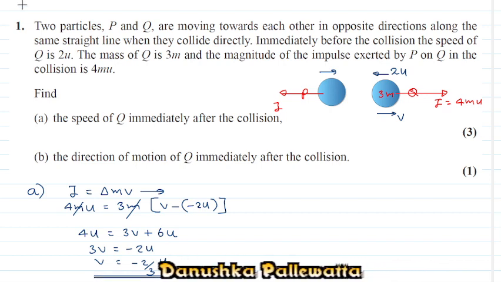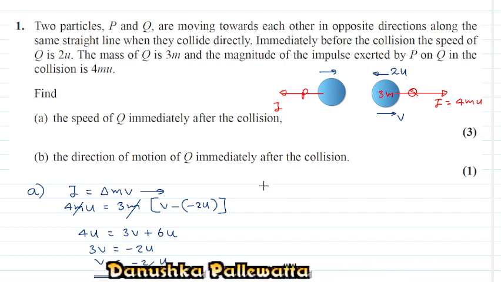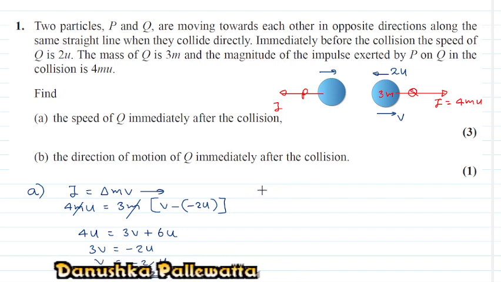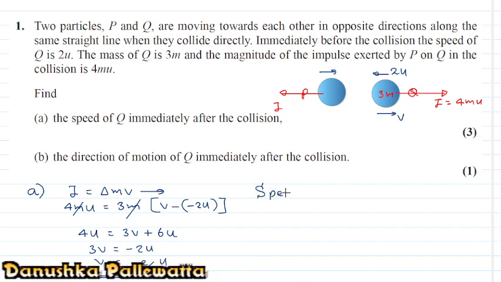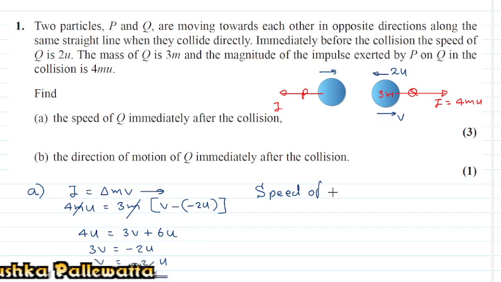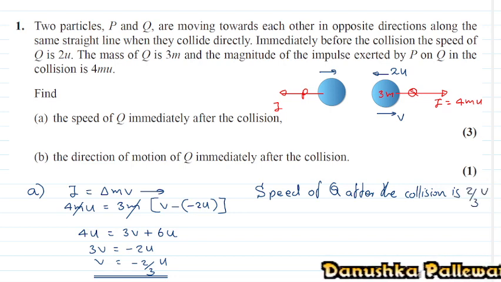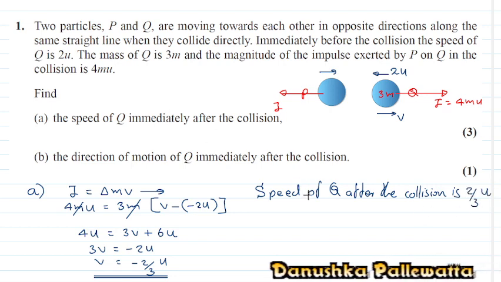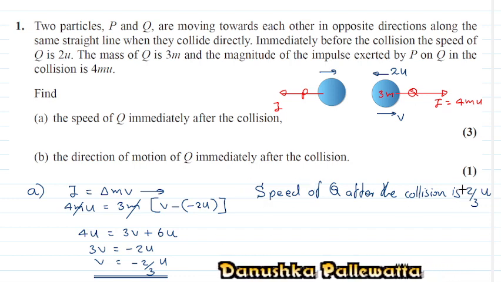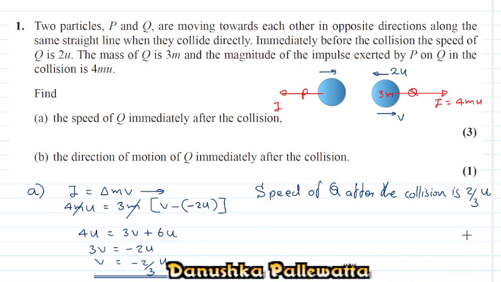So we have to write down the speed of Q immediately after the collision. I can say the speed of Q after the collision is 2/3 u, because I have to give only the magnitude of this velocity. So 2/3 u is the speed of Q.